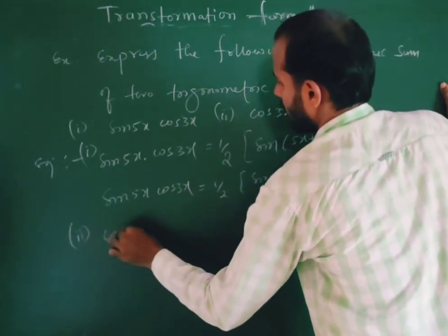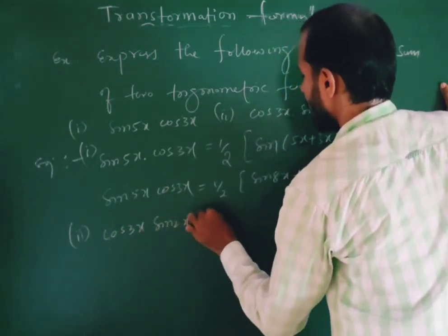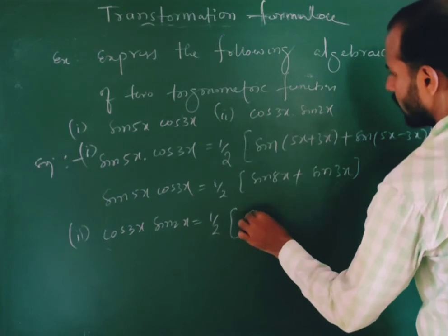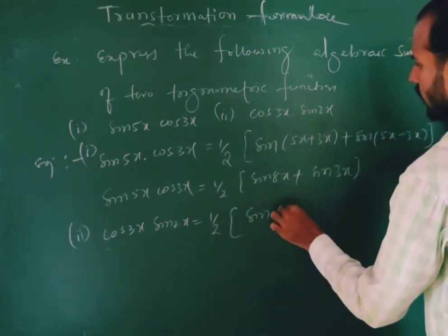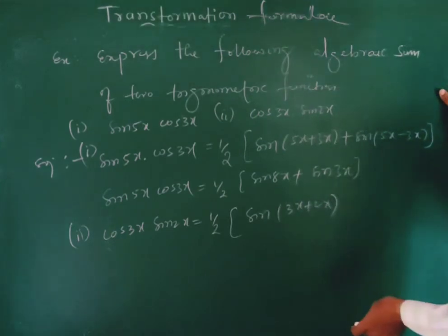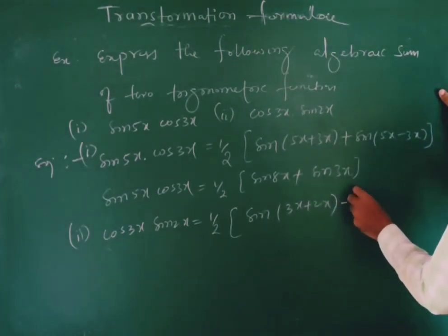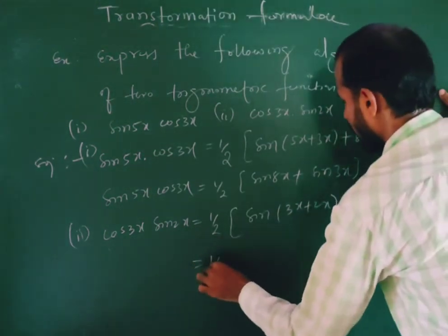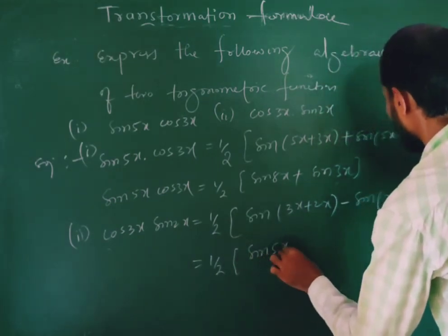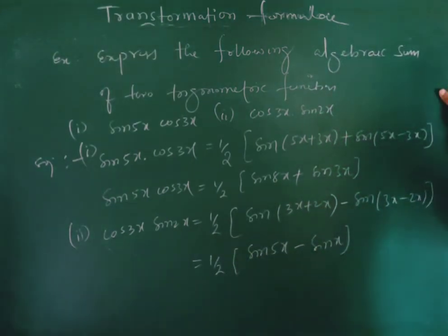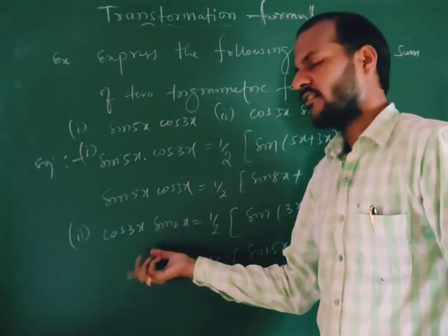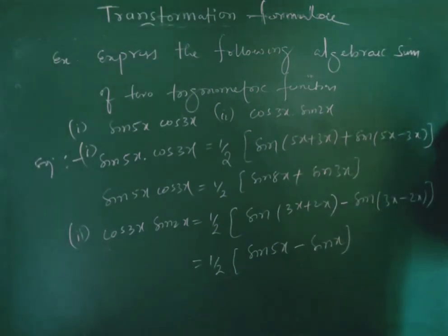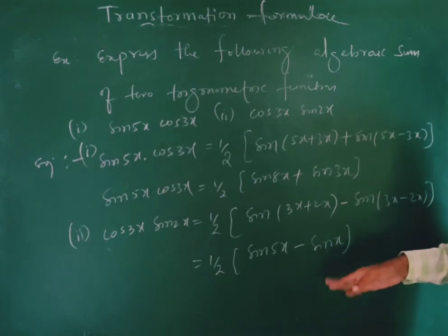Next, similarly the cos a sin b formula, second one. Cos a sin b means again 1 by 2. What we get is a difference here. Cos a sin b is sin of a plus b minus sin of 3x minus 2x, which is equal to 1 by 2, as it is, sin 5x minus sin x is nothing but our required answer. The products are converted into sum or difference, right? Sum or difference of two trigonometric functions, right?